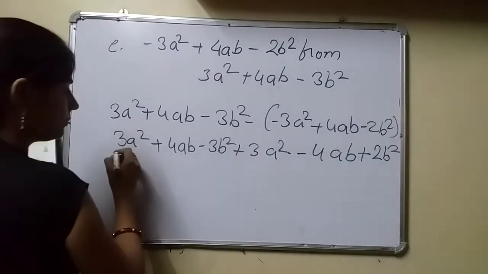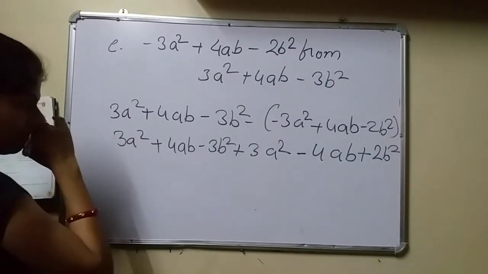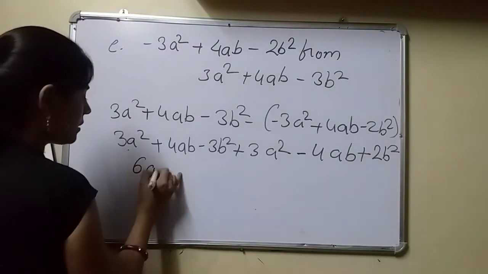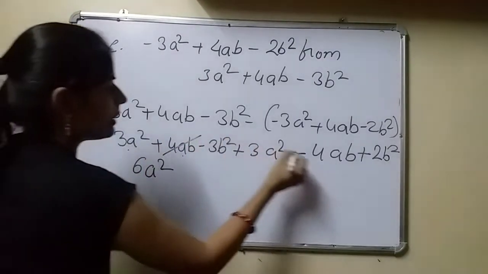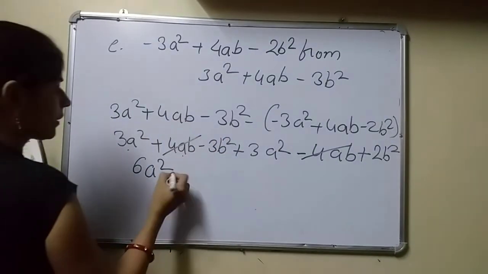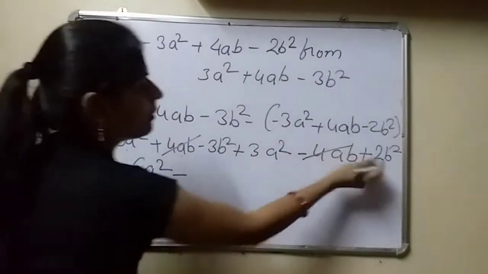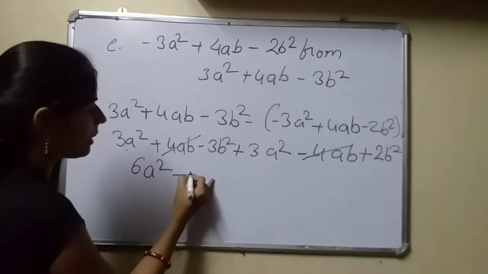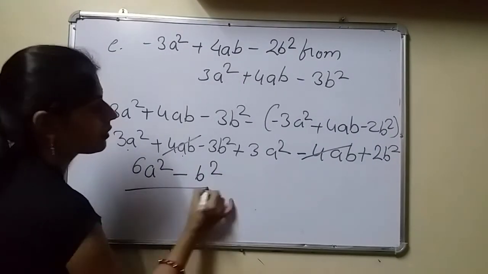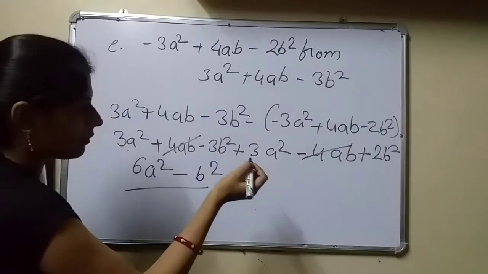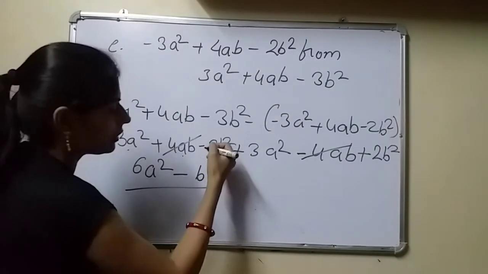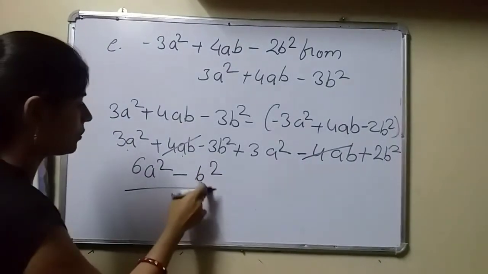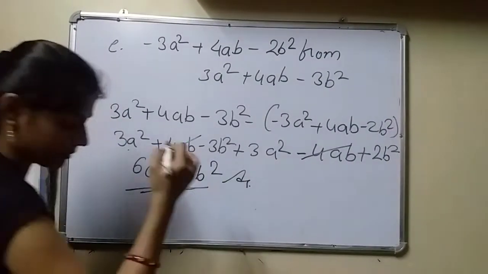Now see, 3a square plus 3a square will become 6a square. 4ab minus 4ab, you can directly subtract. Minus 3b square plus 2b square, what will it become? Minus b square. Only one will remain here when you are subtracting 3b square plus 2b square. Minus sign is given here. So this is your answer.